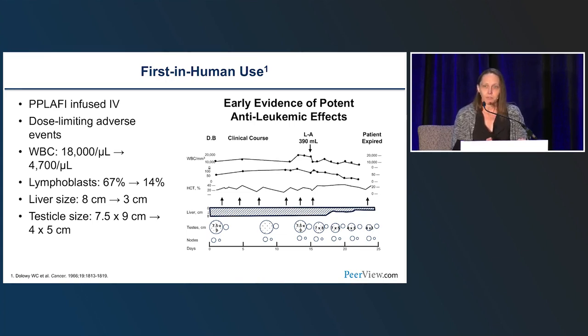While that was miserable, what the doctors observed in the days following was actually pretty remarkable. The child's white cell count precipitously plummeted, as did his blast percent. His infiltrated liver shrunk, as did his involved testicle. So there was massive improvement in his leukemic disease, really the first indication that this might be an efficacious therapy for the treatment of acute lymphoblastic leukemia in children.